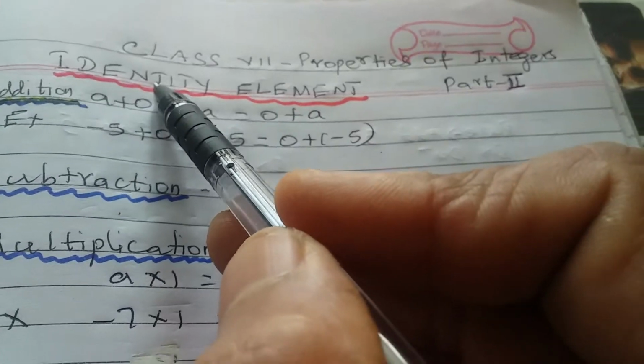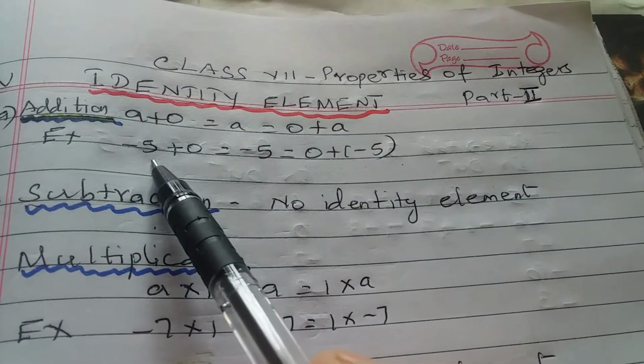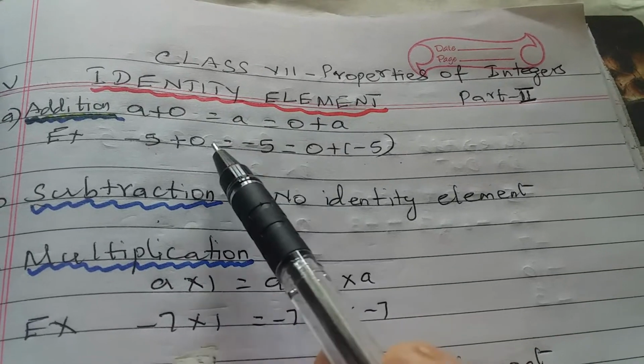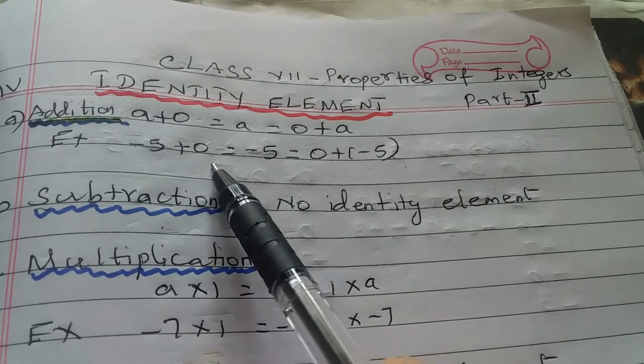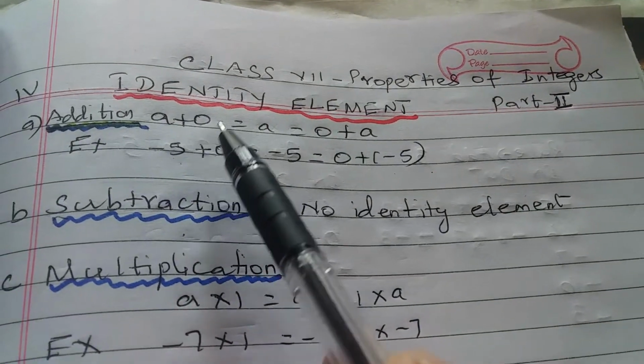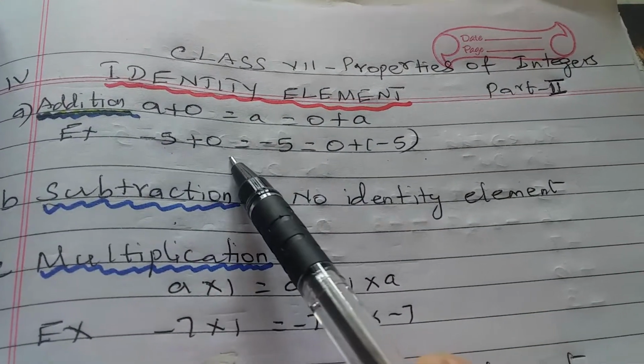That is the meaning of identity. Identity means the original value of the number is not changed. The number remains the same even after adding. So adding with what number gives the same number? That is 0. So we say the identity element of addition is 0.